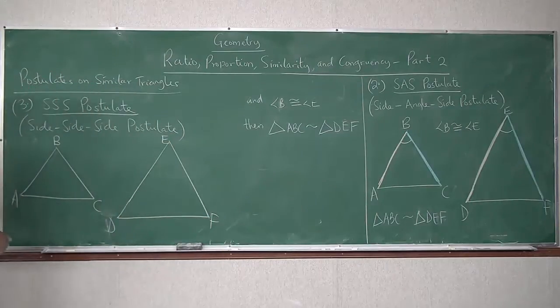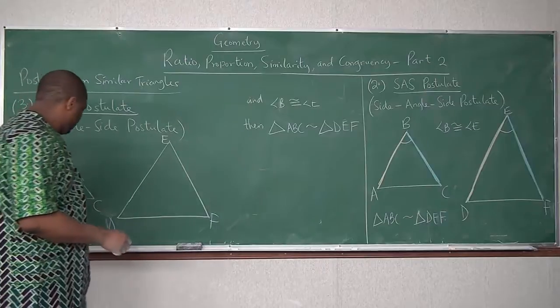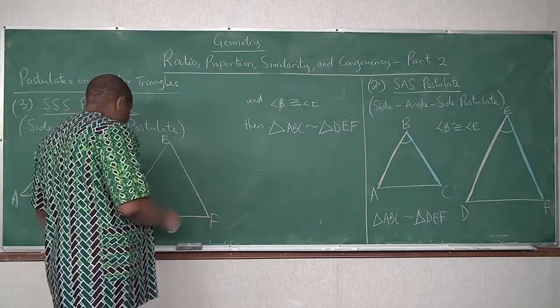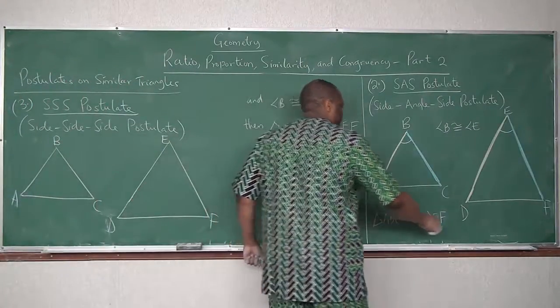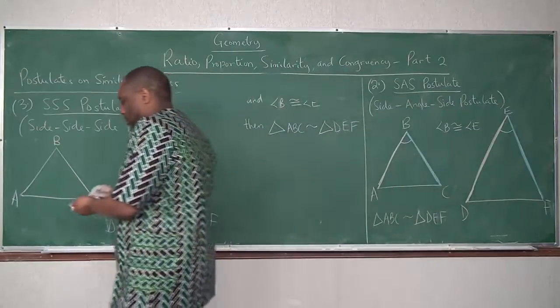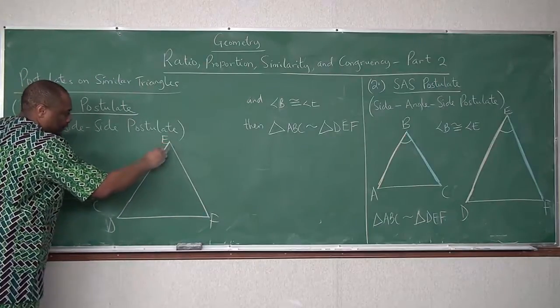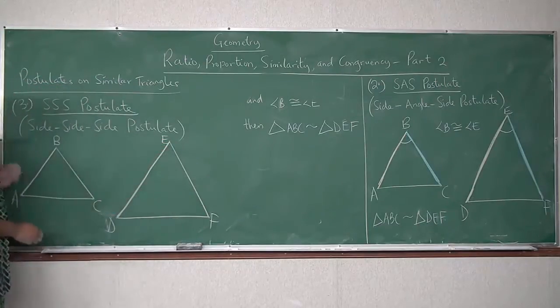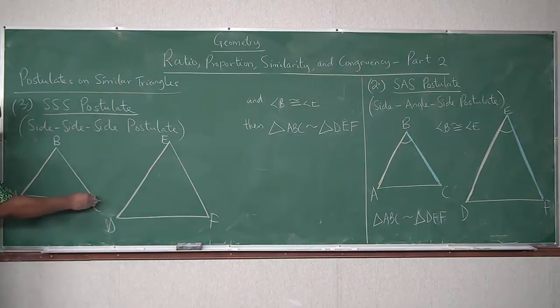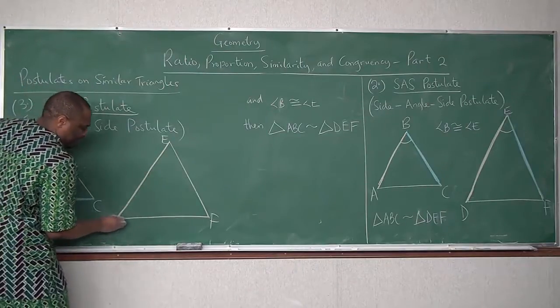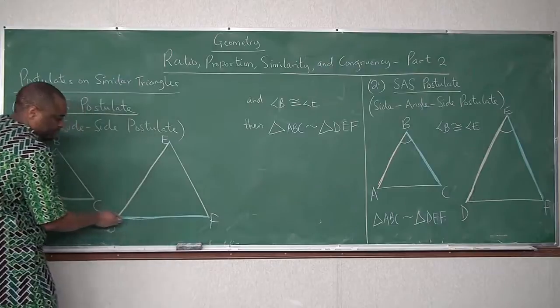Okay, I'm going to use the three colors I've been using. So AB, let me use yellow here. AB, yellow. Side DE, yellow. BC, I leave it as white. EF, I leave it as white. And then AC, I use blue. And DF, I use blue. Okay?